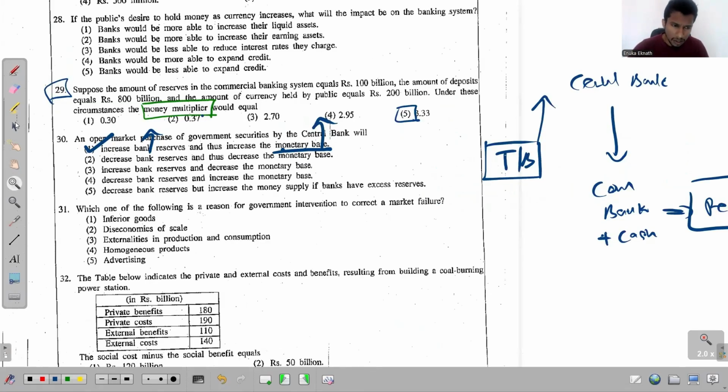But we will go through the other options as well. The second one says an open market purchase of government securities by the central bank will decrease the bank reserves and thus decrease the monetary base. So it's simply the opposite. No need to read this. Increase bank reserves, okay, it is true. Decrease the monetary base, now I explained how the increased reserves increase the monetary base. Even the fourth one says that the bank reserves get decreased. No, initially this part is wrong. Even this says the same, so no need of reading that. All right, so the answer for this question number 30 is the third one.